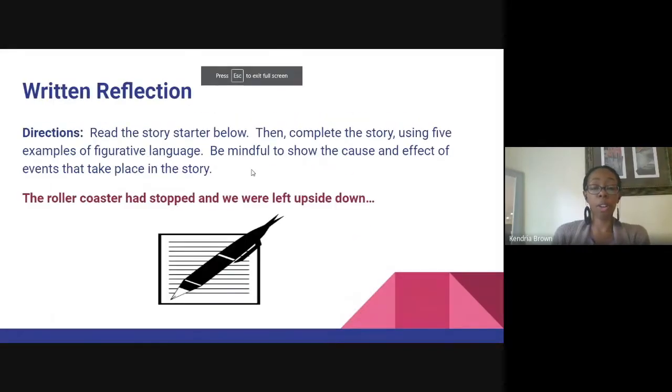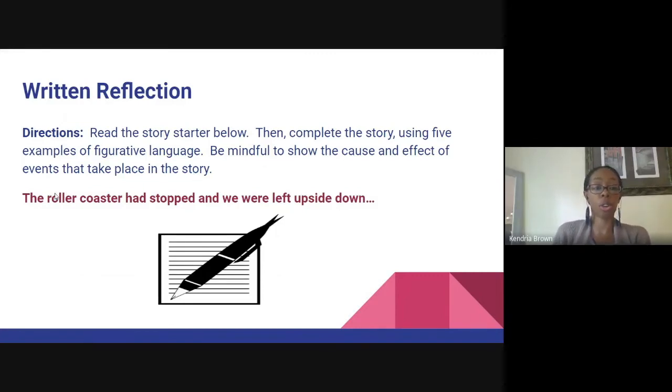All right, for our written reflection, you're going to read the story starter below, and then you'll complete the story using 5 examples of figurative language. And it could be any 5 examples that you choose. Again, you have those cards, so look through your cards and try to come up with 5 different examples. Maybe choose some that you haven't used this week, okay? So again, you're also going to show cause and effect of the events that take place in the story.